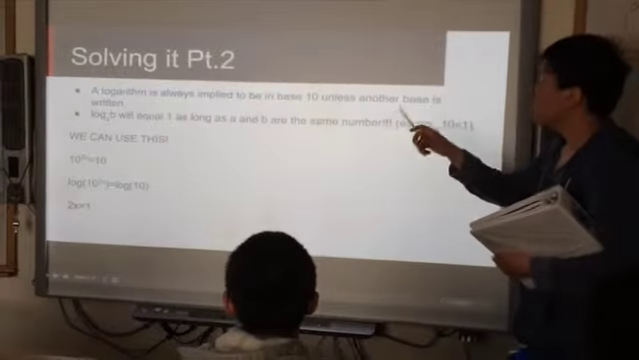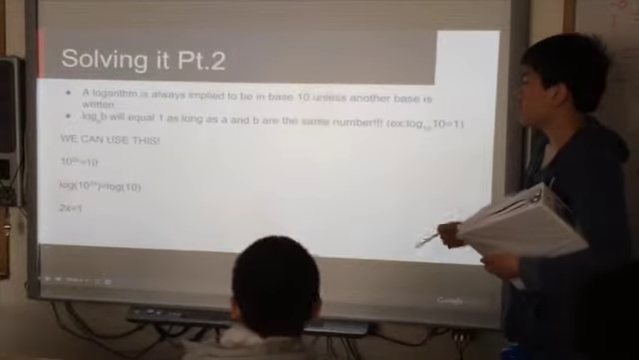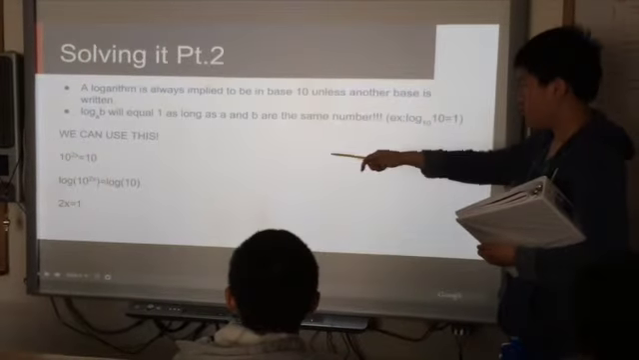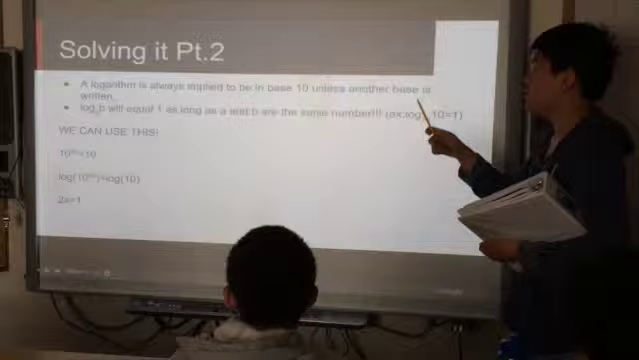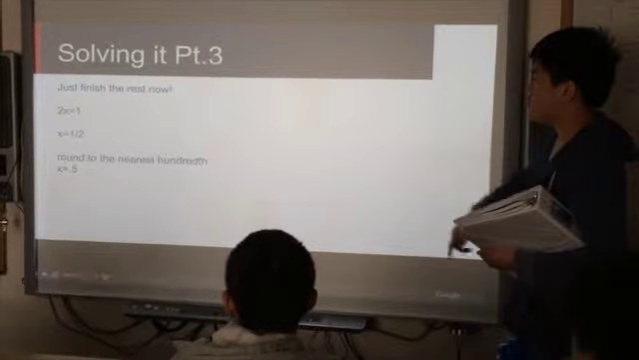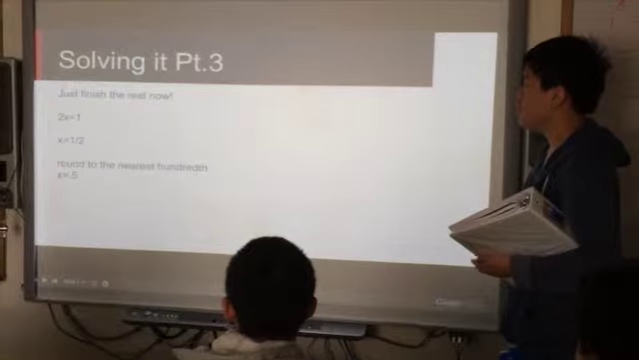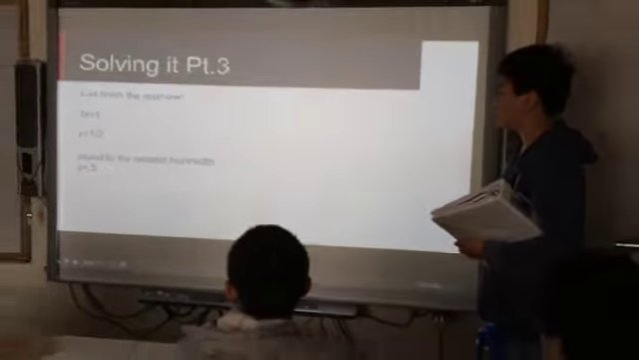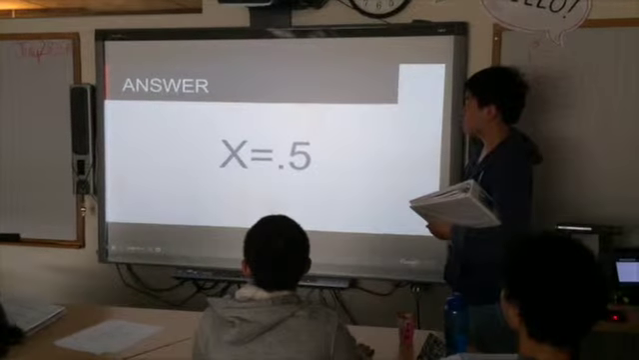Okay. So we can use this for what we're doing. If we take the log of both sides, then the base 10 and that 10 will cancel out to equal 2x, and then 2x equals 1. We just finish the rest now. Divide both sides by 2, and you get x equals 1/2. The answer is 1/2.